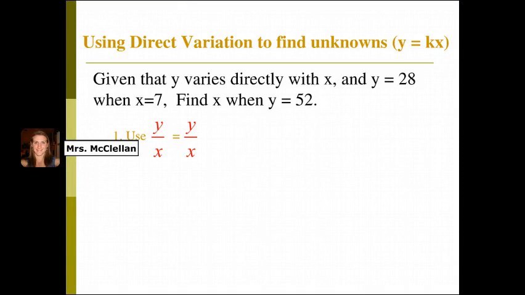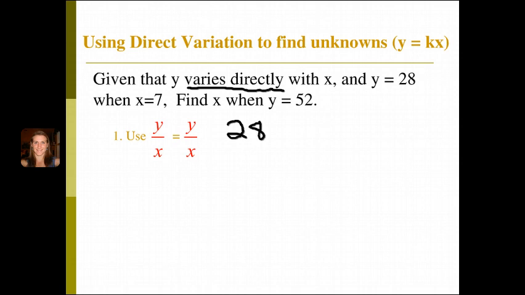Here is our first word problem with direct variation. Given that y varies directly with x and y equals 28 when x equals 7, find x when y equals 52. This is our shortcut of the direct variation that I showed you in the beginning of the lesson. So we're going to do y over x equals y over x. So it's going to be 28 over 7 equals 52 over x, and I do not know what x is, so I'm just going to write x.